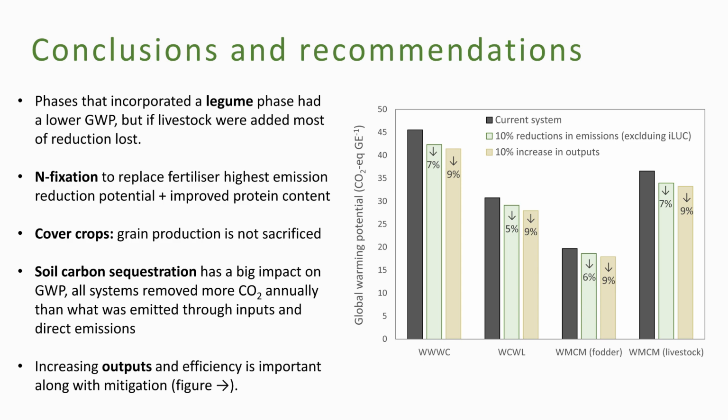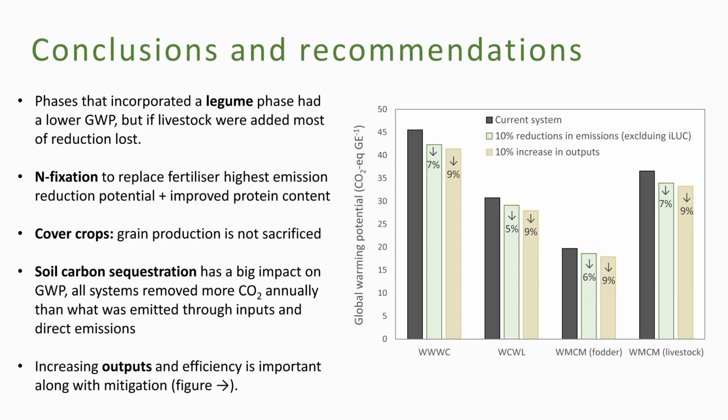So basically, in conclusion, being able to incorporate a legume that could fix nitrogen in your system and replace nitrogen that you would have to buy in was a significant way to reduce your carbon footprint, and this worked in all the systems. If you had to add livestock, you're losing a bit of that savings because of the livestock emissions, but nitrogen fixation has a very high potential of improving the footprint and also reducing the cost. It also improved the protein content significantly, and also the yields.